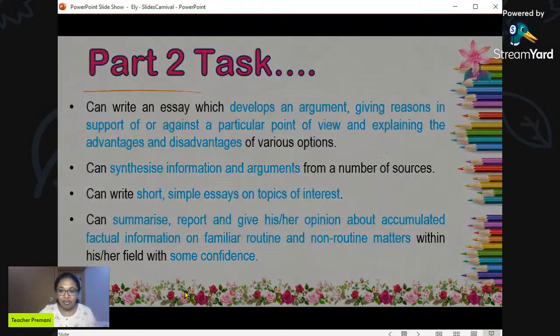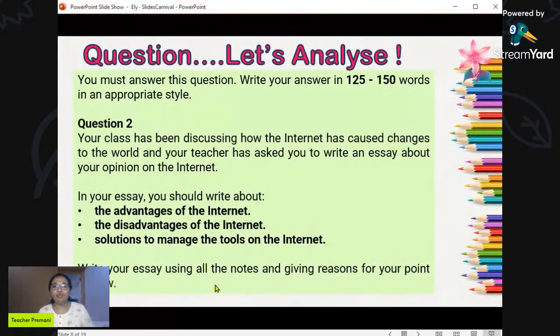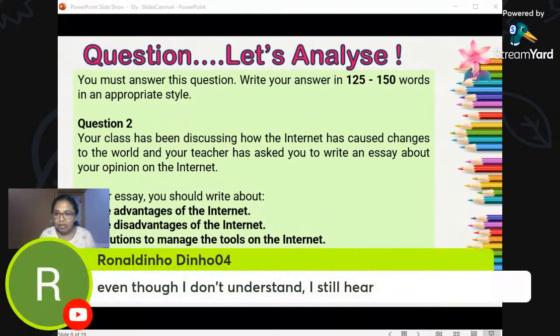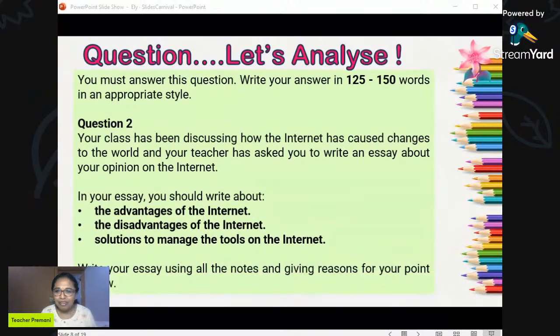All right. Okay, let's analyze this question. This is one of the questions for part two. I think you will be familiar. Wait, somebody asked something. Even though, wait, let me read it. "Even though I don't understand, I'm still here." Who is that? I don't know whether it's from Malaysia or what. Sometimes we have viewers from overseas just because there's something going online, live. All right, never mind. We'll continue with our lesson.